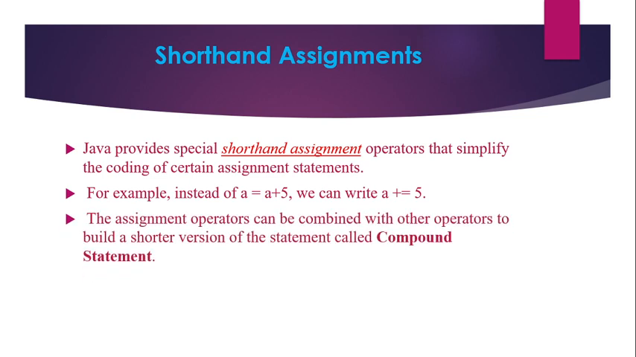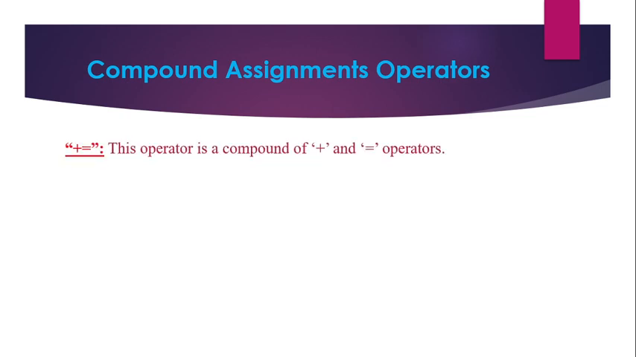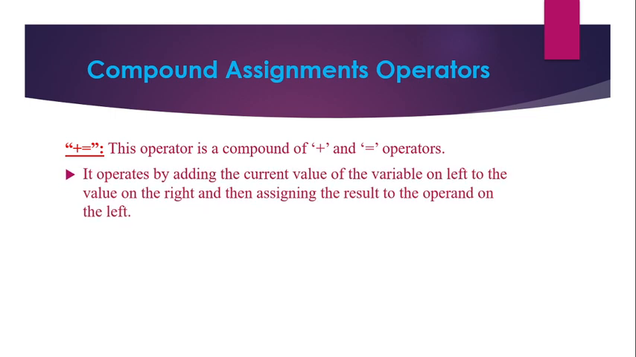The assignment operators can be combined with other operators to build a shorter version of the statement called a compound statement. Compound statement operators. The first one is +=. This operator is a compound of plus and equal operators. It operates by adding the current value of the variable on the left to the value on the right and then assigning the result to the operand on the left.